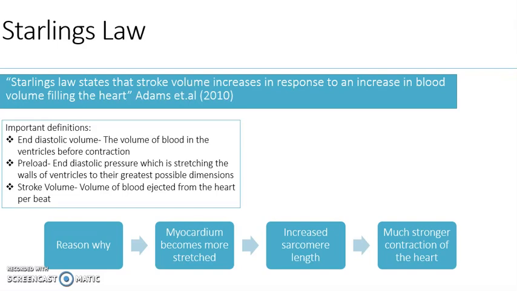The reason why this happens is because the myocardium, which is the muscle tissue of the heart, becomes more stretched, therefore increasing sarcomere length, resulting in an increase of sensitivity to calcium ions, which consequently causes a stronger contraction of the heart.